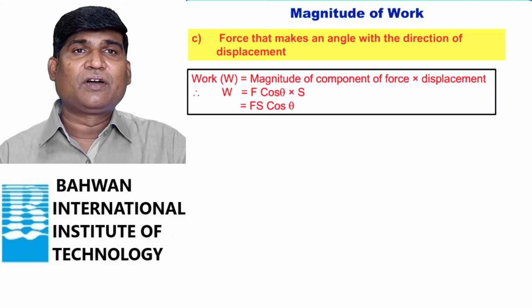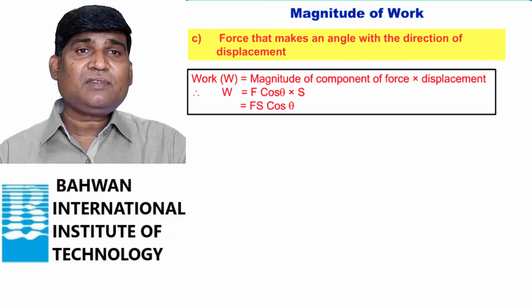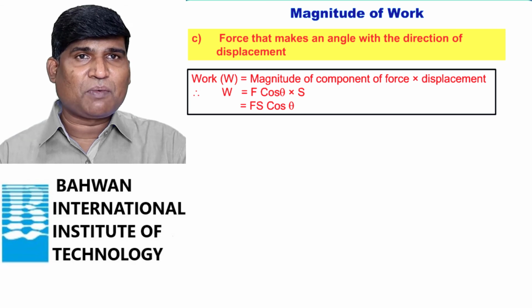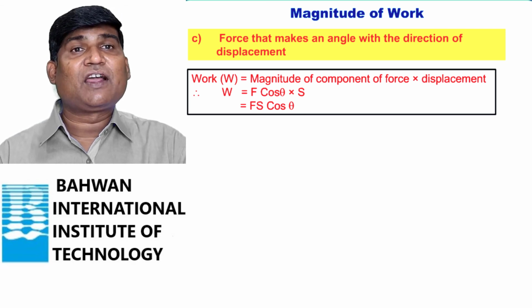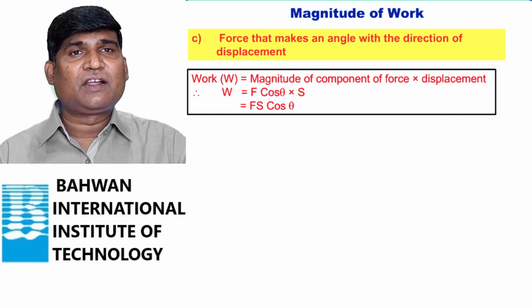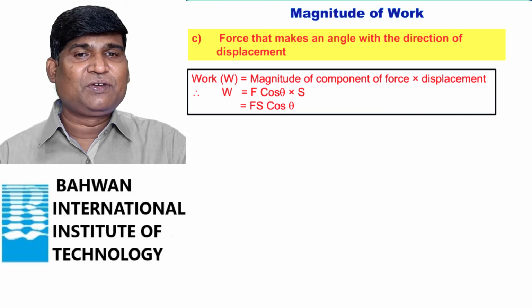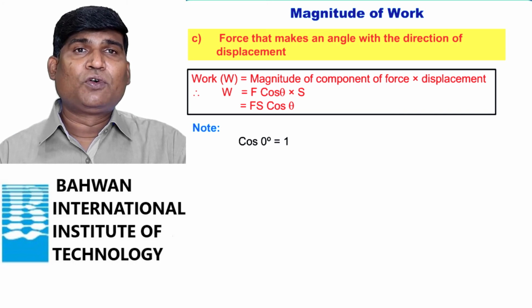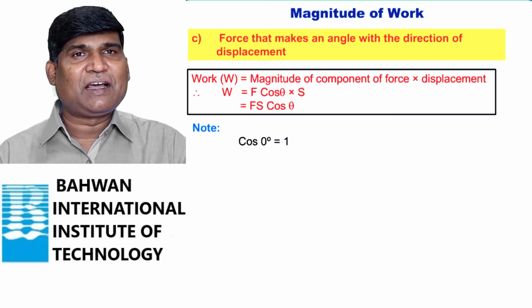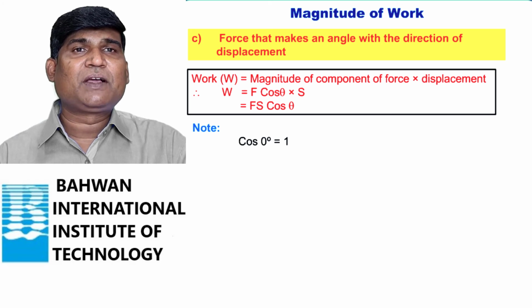This we can take as a general formula also. By taking the angle, you can use this for any case. For case 1, case 2, case 3, for any case you can use this formula, right? So here, if force and displacement are in the same direction, then the angle will become 0 degrees. Cos 0 degrees is 1. Then W will become Fs.